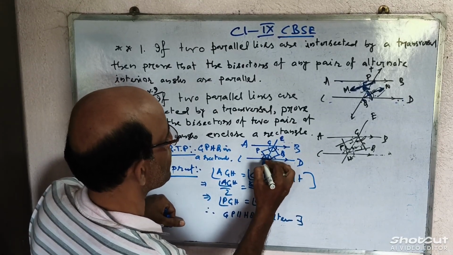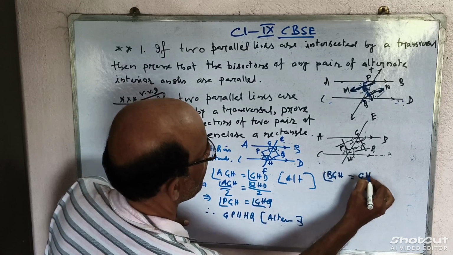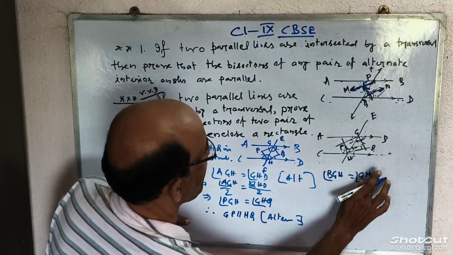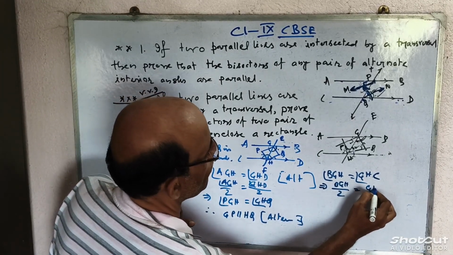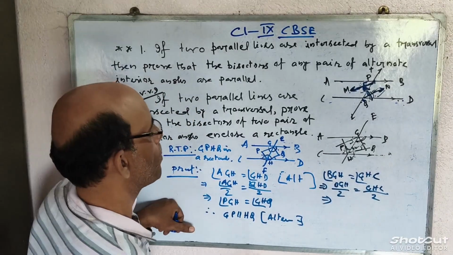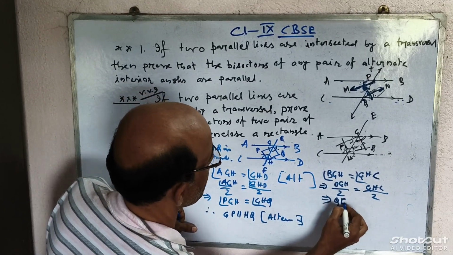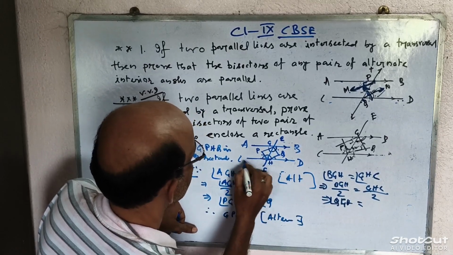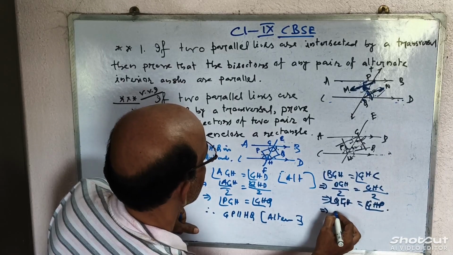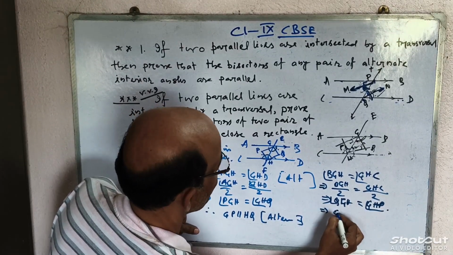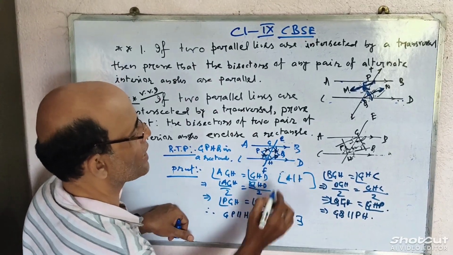Similarly, this angle is equal to this angle. That means angle BGH is equal to angle GHC. Sorry, GHC, not GHD. Therefore half of this is equal to half of this, and therefore half of this is equal to this. Angle QGH is equal to angle GHP, but they are alternate angles. Therefore GQ parallel to PH. Therefore both pairs of opposite sides are parallel.